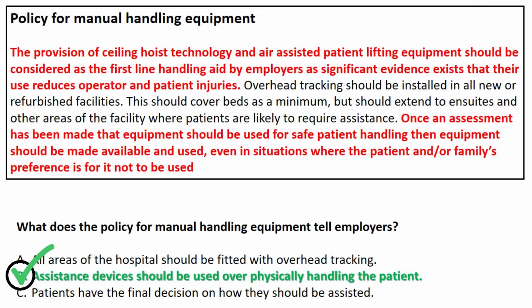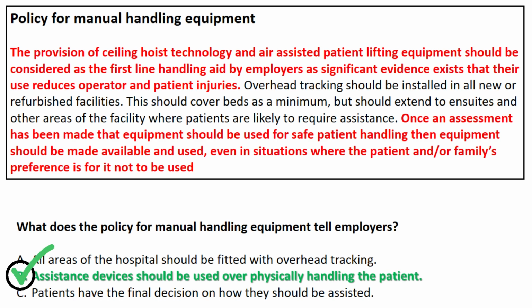The correct option according to the paragraph is option B. Assistance devices should be used over physically handling the patient. The paragraph suggests that ceiling hoist technology and air-assisted patient lifting equipment should be the first-line handling aid considered by employers as they reduce operator and patient injuries. Additionally, the paragraph states that once it has been assessed that equipment should be used for safe patient handling, it should be made available and used even in situations where the patient and/or family's preference is for it not to be used.